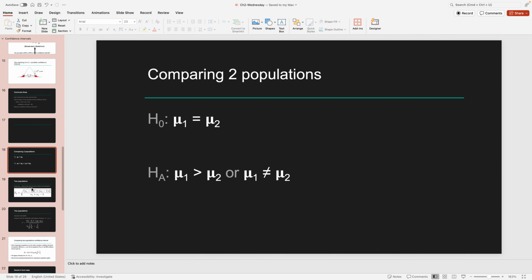If we want to compare two populations, it's important to keep straight the null and the alternative hypotheses. There are two alternative hypotheses. The null is always a statement of equality. The alternative is that one value is bigger than the other, or that they're not equal.